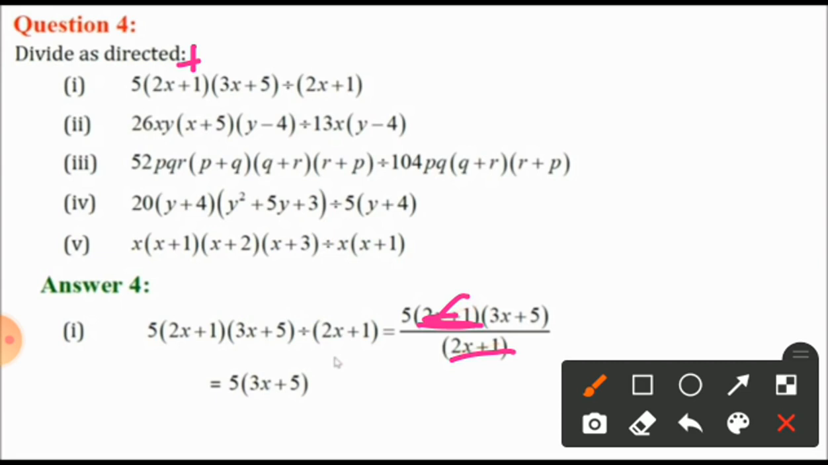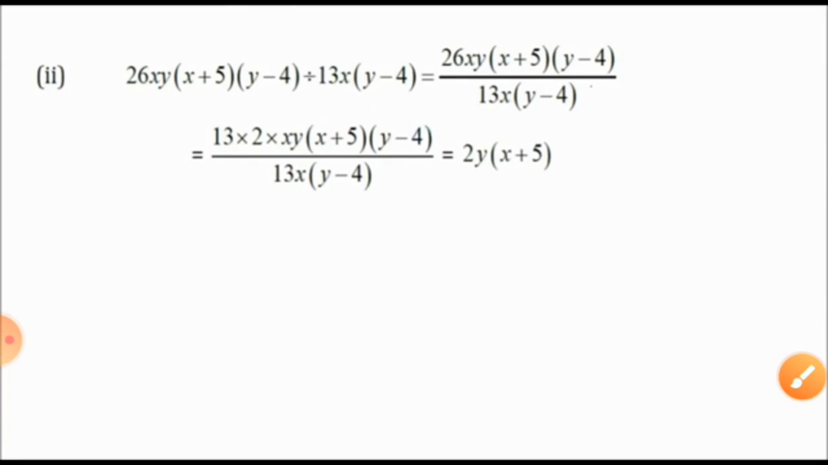But here 5 into 2x plus 1 multiplied by 3x plus 5. Nothing is given, that means these are all in multiplication together. And then after divide, and then second term 2x plus 1. Okay, correct. So this 2x plus 1 will be cut out. Only the 5, 3x plus 5 will be the answer. Isn't it? Correct. Now look here. You can see the second one.